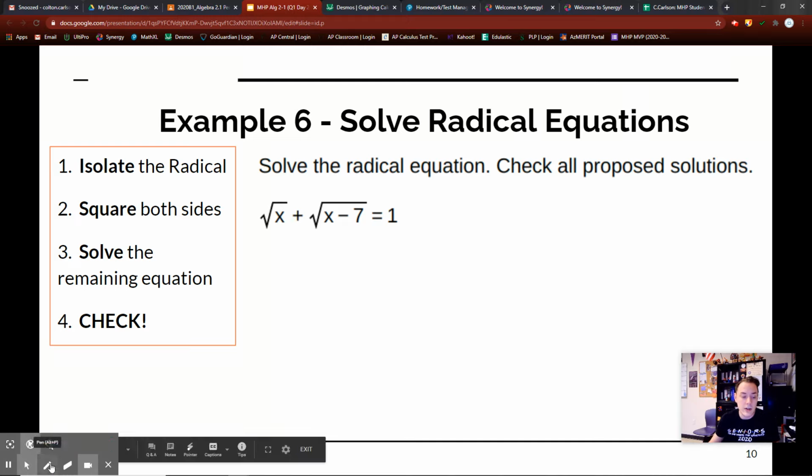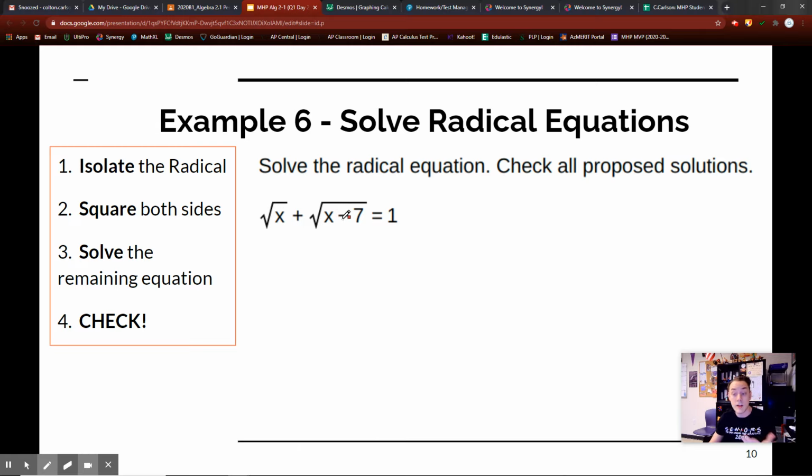What do I do when I have two radicals? Well, the first thing is I'm going to isolate one of them on, let's just say, the left side, which means I'm going to take this radical and move it over. So what I have is radical x equals 1 minus radical x minus 7. That's what I would have. Now when I have this, I can just solve it like normal. I can square both sides.